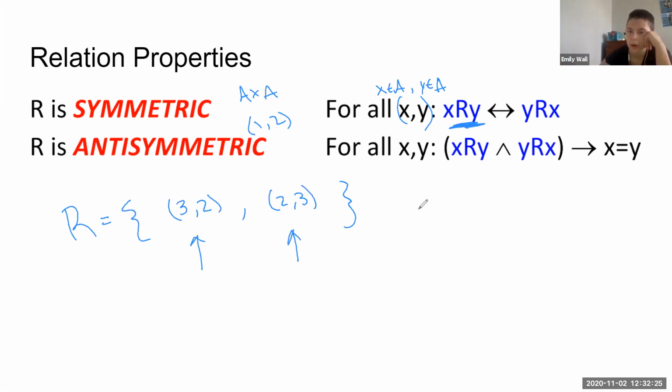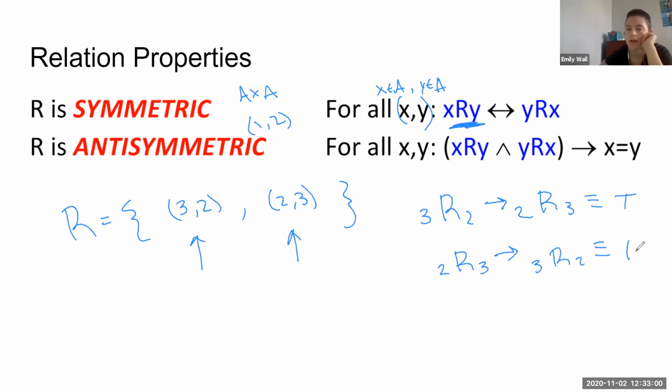So I need to ask the question, okay, 3 relates to 2. Is it true that 2 relates to 3? Yes or no? Well, 3 relates to 2, and it's true that 2 relates to 3, so this evaluates to true. I guess I phrased that kind of weird. It's not that, it's just like, does true imply true? And then I need to look at the second pair in the relation and ask the same question. What does this evaluate to? It also evaluates to true, so check mark. This is symmetric.